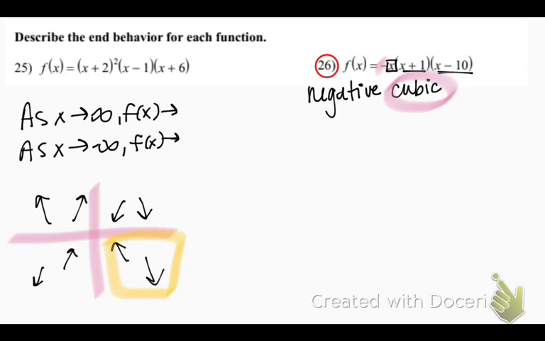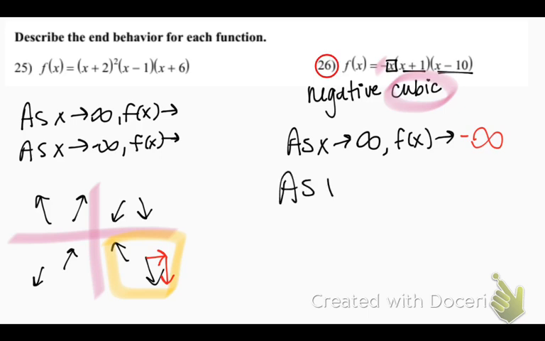So as I'm coming in, as x is going to the right, so as x is going to positive infinity, where is y going? So if we look over here, as x goes to the right, y is going down, which means it's going to negative infinity. And then as x is going to negative infinity, or to the left, where is y going? Okay, so as x is going to the left, y is going up, which is to positive infinity. Number 25 has the same idea.